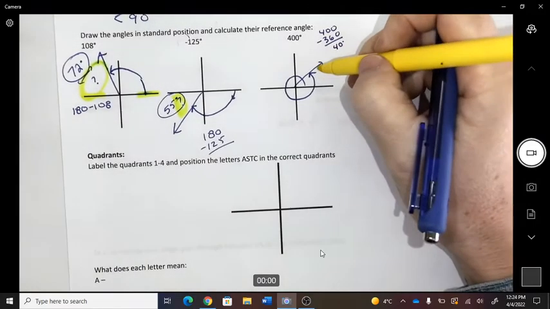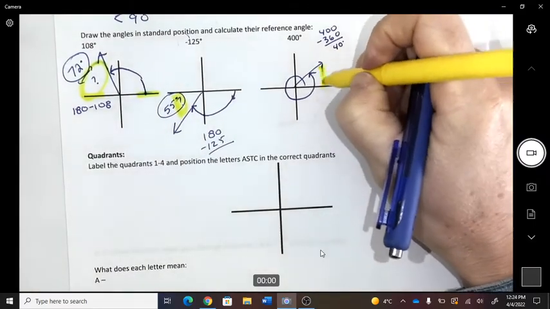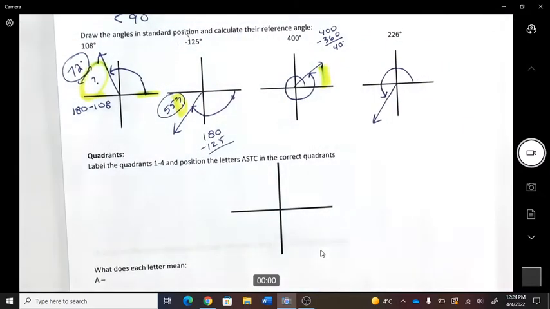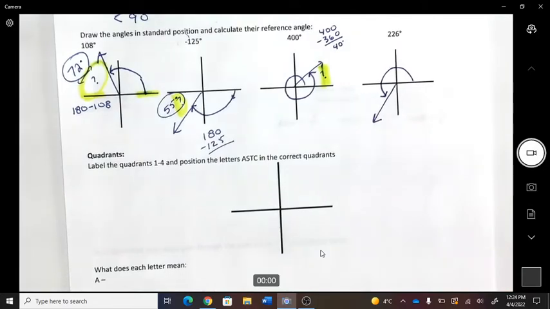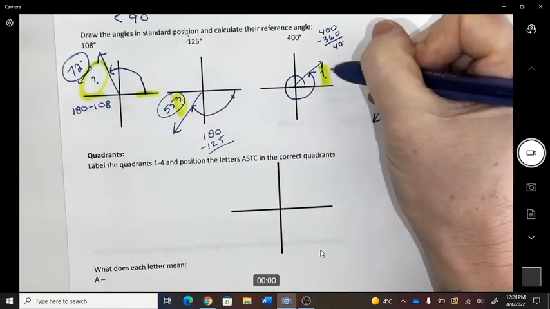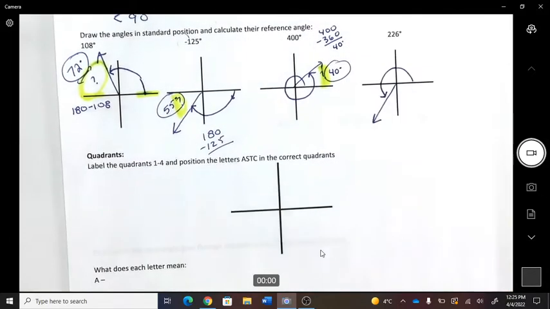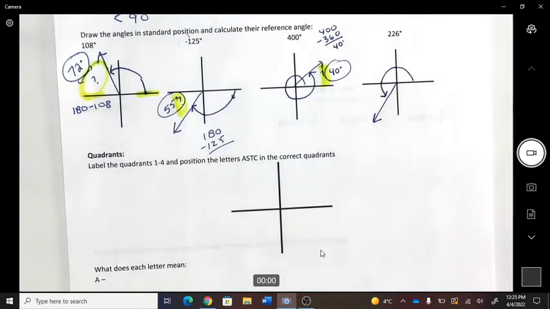Number 3, how much space is there from here to this closest x-axis? How much space is there in that zone? 40 degrees. Okay, no math. Just 40 degrees from there. Okay, and the last one.